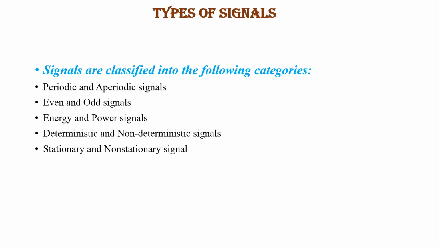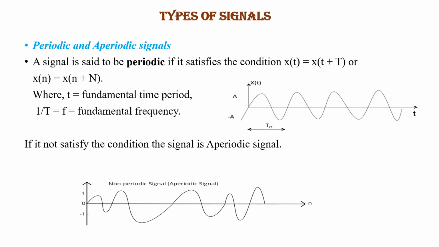Continuous time and discrete time signals can be classified into periodic and aperiodic signals, even and odd signals, energy and power signals, deterministic and non-deterministic signals, stationary and non-stationary signals.